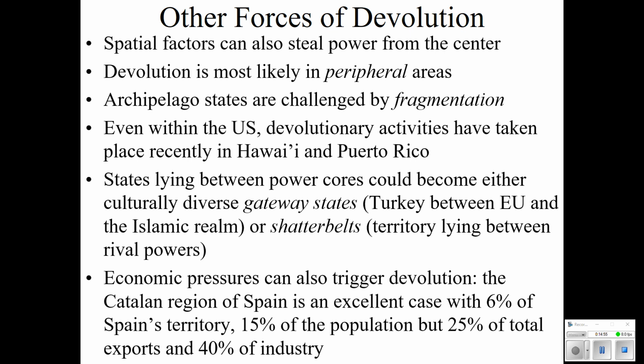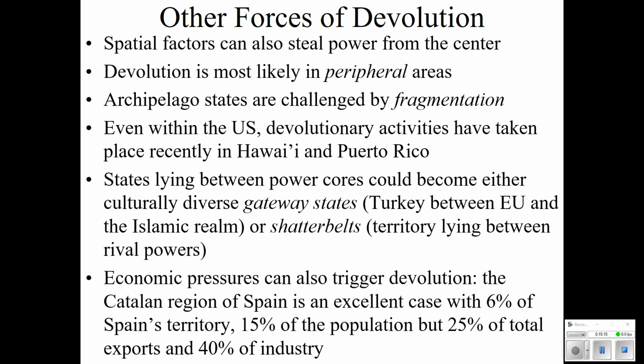A lot of cruises dock in San Juan, and a lot of people spend time in Puerto Rico when it's cold in the United States. And of course, you don't need a passport to go to Puerto Rico because it's part of the United States. States that lag between different power cores, these gateway states or buffer states, sometimes happen.